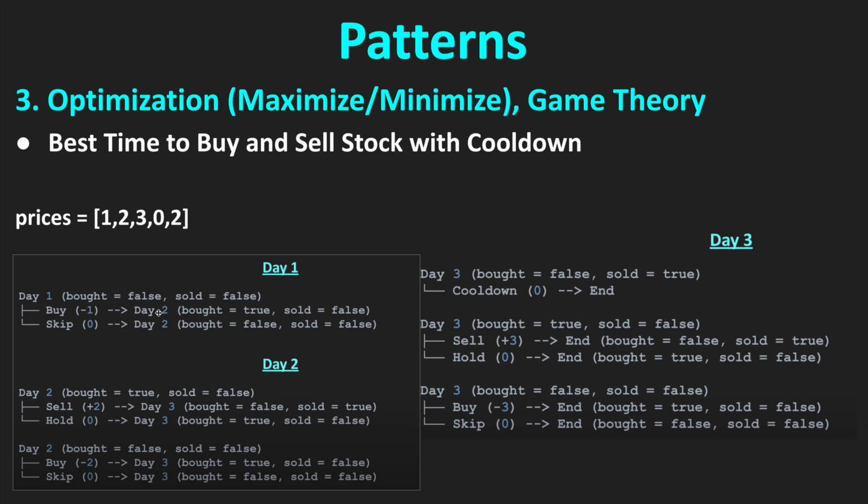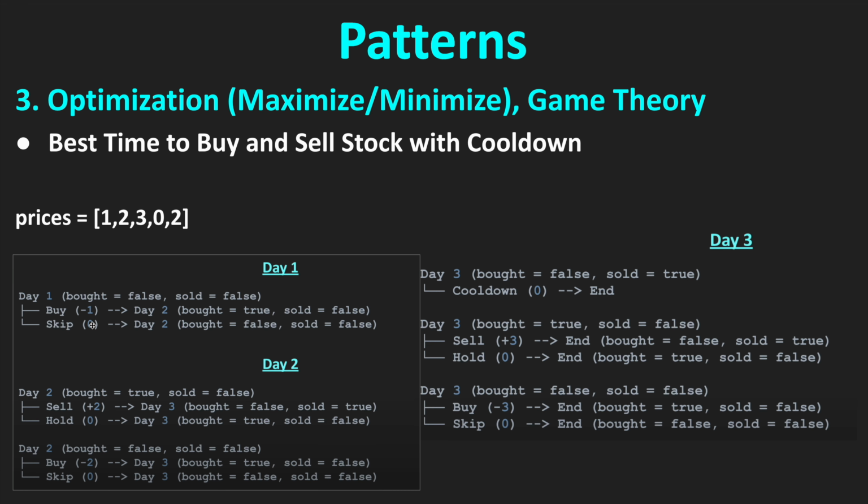The first one is that if we are just starting and we have 2 variables, let's maintain bought and sold. Both of them are false. We are just starting. The first option that we have, we can buy at the first day. In that case, our total value will be -1.